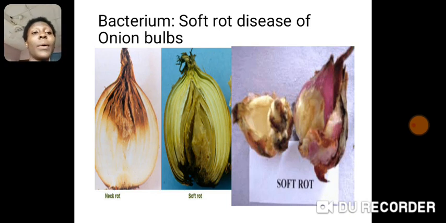and also the internal surfaces of our onion bulbs are also affected by this bacterium species, causing necrosis of the tissues of these onions, decaying. Especially when onions are not well preserved, if they are left in damp environments, they can also allow this infestation by this bacterium species that causes this neck rot and soft rot diseases of our onion bulbs.